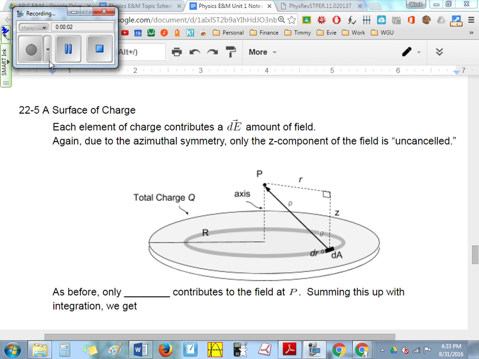Okay, welcome to our next compound object. Last time we did a ring of charge. Now we're doing a surface of charge, and I forgot to write with uniform charge density. Now this is a two-dimensional object.